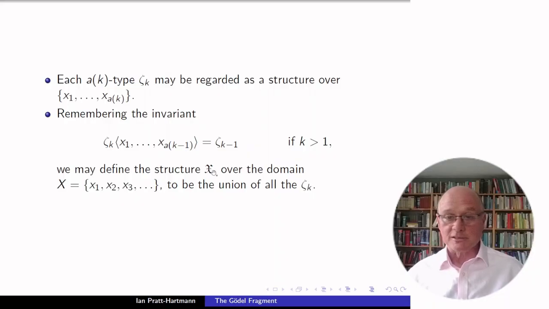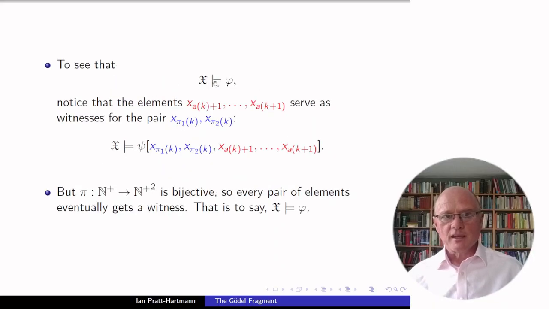Okay, so our structure X. So we've defined a structure X using this sequence of consistent types, each of arity a of k. This keeps growing. Now I claim that X is a model of phi.